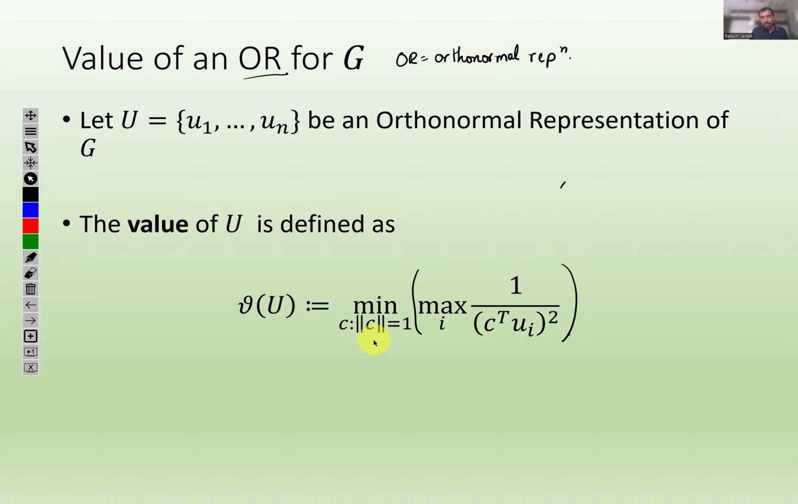So you minimize over choices of a vector C that's not part of my original orthonormal representation set. It's minimized over C, again unit vectors, such that you maximize the quantity 1 over C transpose Ui, the whole squared. I'll let you stare at this for a few seconds to get used to what's happening. Let's try to evaluate this on a couple of things. The vector C that you assign here that minimizes this quantity is called the handle.